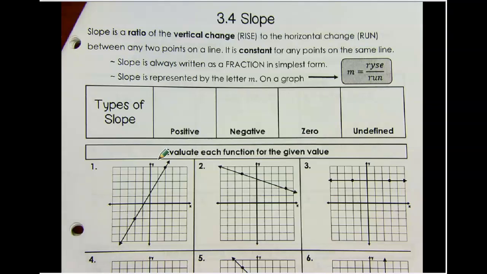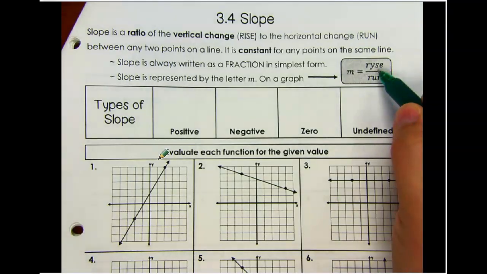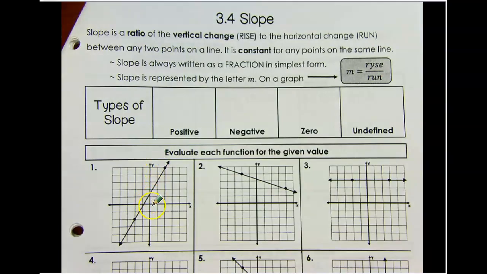Now notice that we have spelled rise with a Y. That's because it is Y over X. So I know we're used to, when we're plotting points, doing X first, like we go left or right and then up or down. So we do X and then Y. But for slope, you're talking about the change in Y over the change in X. So you have to do the Y on top.